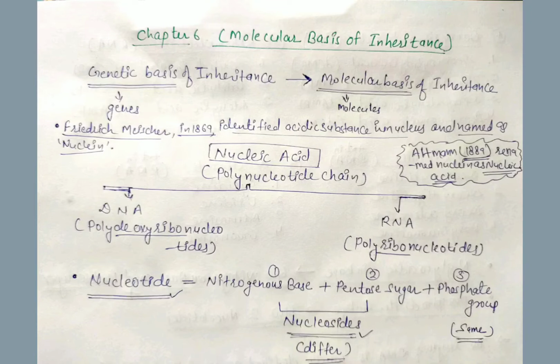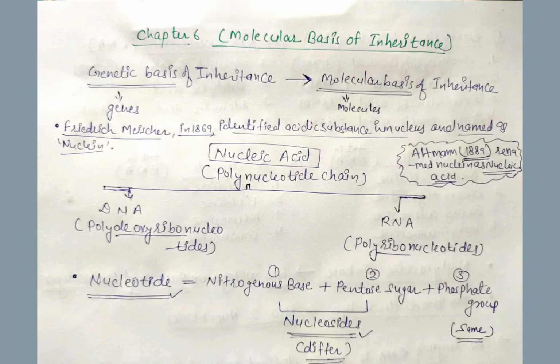In DNA the nucleotide is deoxyribonucleotide and in RNA the nucleotide is ribonucleotide. That's why DNA is known as polydeoxyribonucleotide and RNA is polyribonucleotide. A nucleotide has three components. Number one, a nitrogenous base, second a pentose sugar and third a phosphate group. Out of these three, the phosphate group is the same for all nucleotides, but nucleosides may differ. When a nitrogenous base is linked to a pentose sugar, it is known as a nucleoside. It means a nucleotide is made of a nucleoside and a phosphate group.